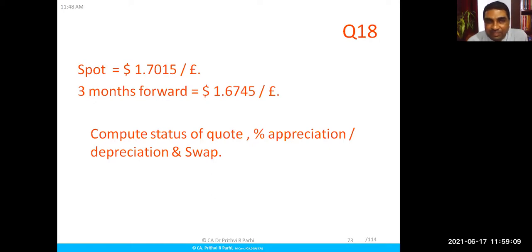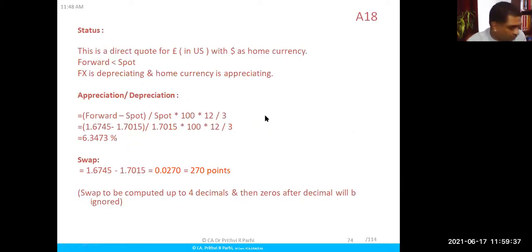Pound means England, the UK. If this is for spot, and this is forward, is the rate appreciating or depreciating? Depreciating for pound. Very good. It is depreciating for pound because here the commodity which is traded is pound. So we have to calculate the depreciation percentage, and we also have to calculate the swap points.